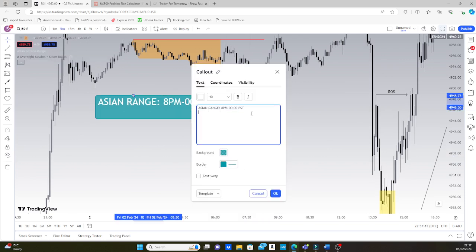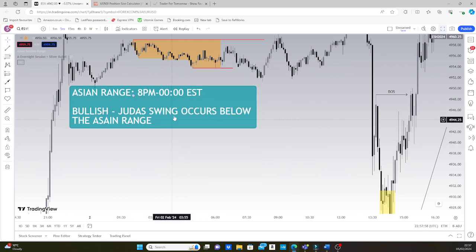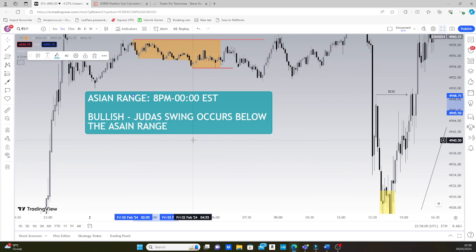The next thing you want to understand is that when you're bullish, the Judas swing occurs below the Asian range, right? That's important to understand. The Judas swing will occur below the Asian range, okay? If we were bearish, the Judas swing will occur above the Asian range. And the Judas swing coincides with the low of the day or the high of the day.